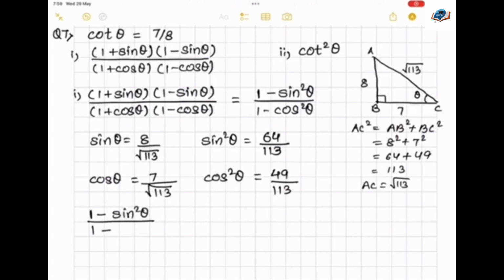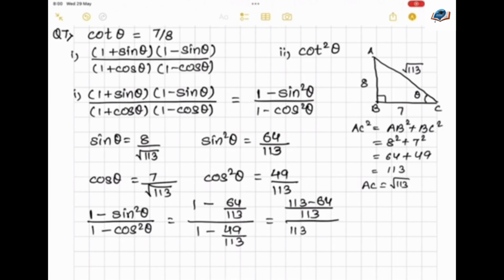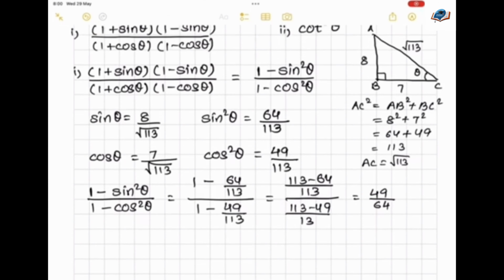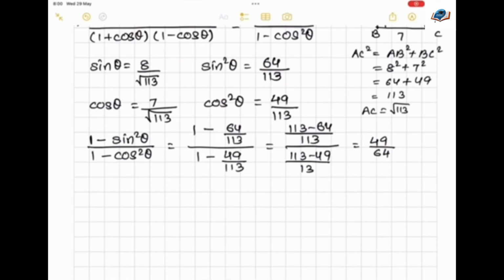So now putting the values, 1 minus sine square theta upon 1 minus cos square theta will be equal to 1 minus 64 by 113 whole upon 1 minus 49 upon 113. Now doing the LCM in numerator and denominator, so 113 minus 64 upon 113 whole upon 113 minus 49 upon 113. So denominator gets cancelled of both, so I get 49 upon 64.